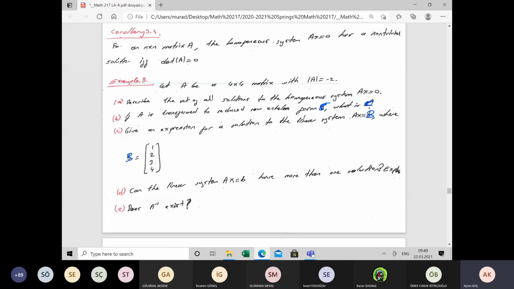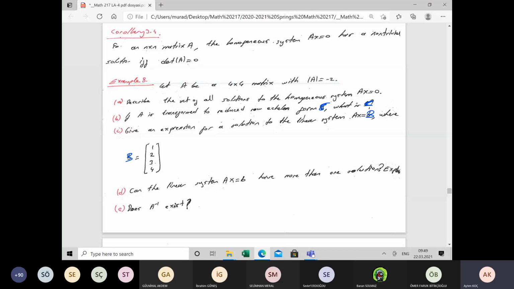What can you say about the first one? Describe the set of all solutions of the homogeneous system. We know that every homogeneous system has the trivial solution. Describing the set of all solutions means checking whether there exists a non-trivial solution or not. And if we get a non-trivial solution, what is the form of these solutions?